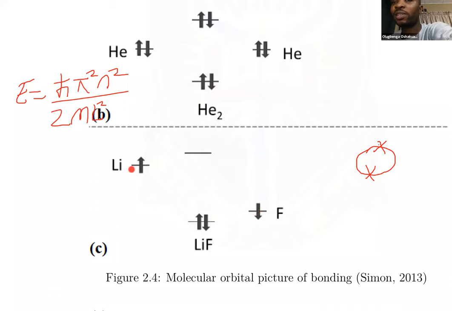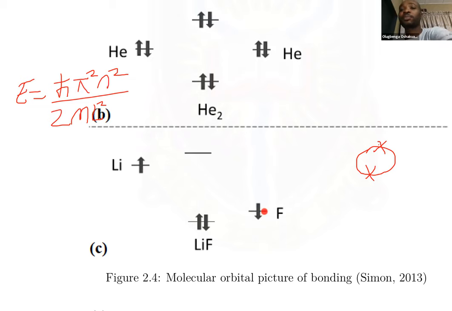The energy level of lithium is of the outermost electron, or the outermost orbital for lithium is higher than that of fluorine. And this level also depicts the electronegativities. This one has a very low electronegativity value, and this one has a large electronegativity value.